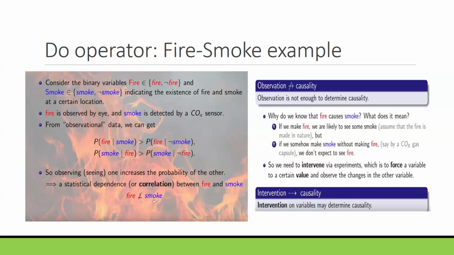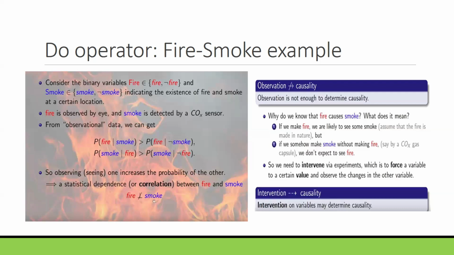So observing one increases the probability of the other. Observing either fire or smoke increases the probability of the other. Therefore, we could say fire and smoke are statistically dependent, not independent, and highly correlated between the two phenomena. But the problem is observation is not enough.